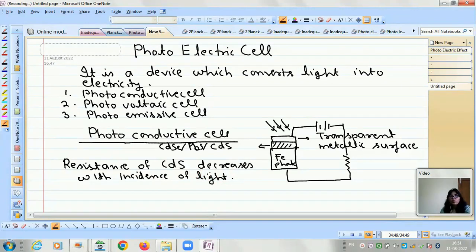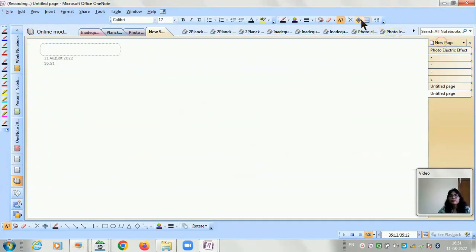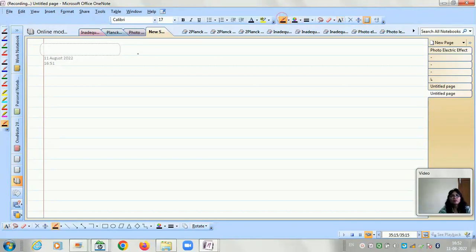And because of the low resistance, now there is flow of current in this circuit. And in the absence of light, because the resistance is very large, there is no flow of current. So this is like a switch inside this electric circuit. So that is the photoconductive cell. Now come to another cell, which is the photovoltaic cell.